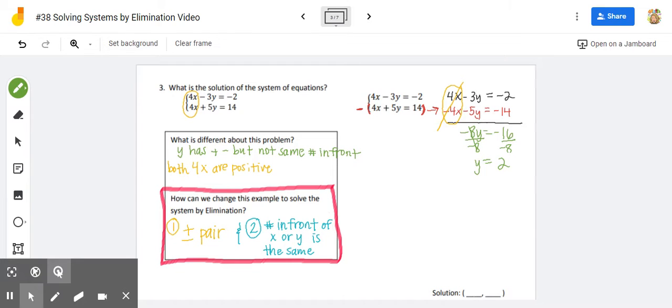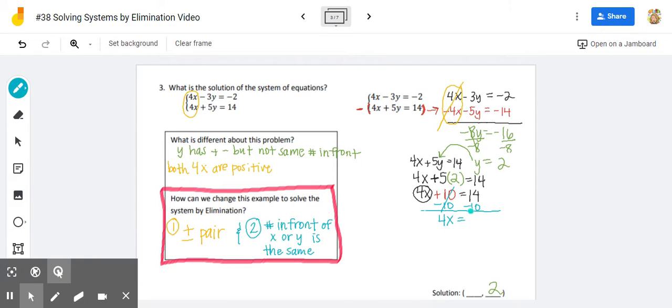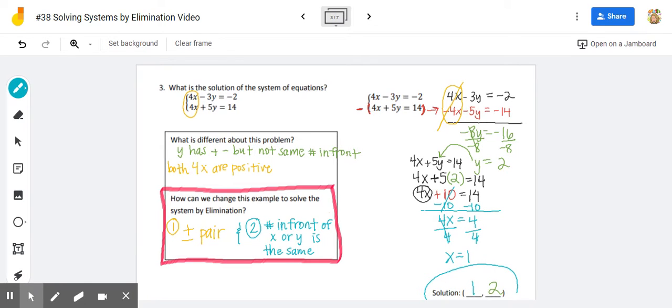All right, now since we're halfway there, we need to find our x. So I chose to use the second equation, and in place of y, we are inserting our 2. So 5 times 2 is 10, and so now we're going to solve for x. So instead of adding by 10, we take away by 10, and 14 minus 10 is 4. And now we're going to divide by 4, and we end up with x equals 1. So our solution to our system is (1, 2).